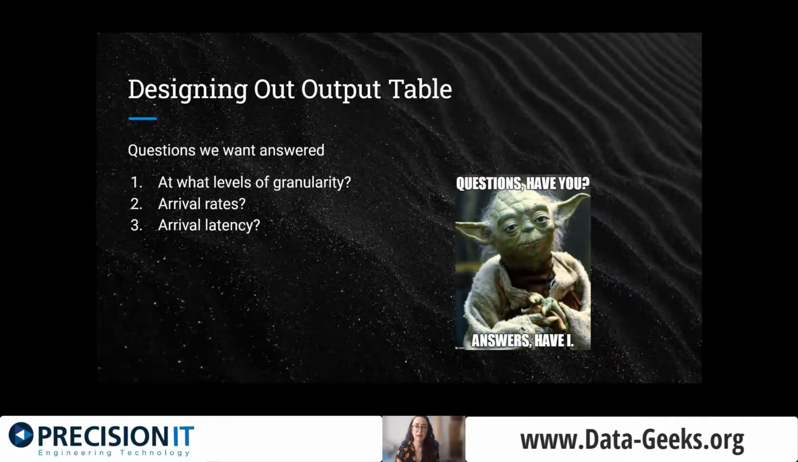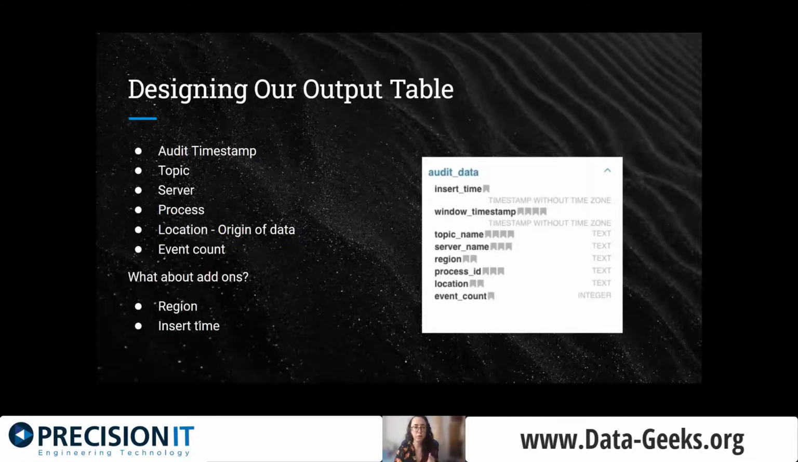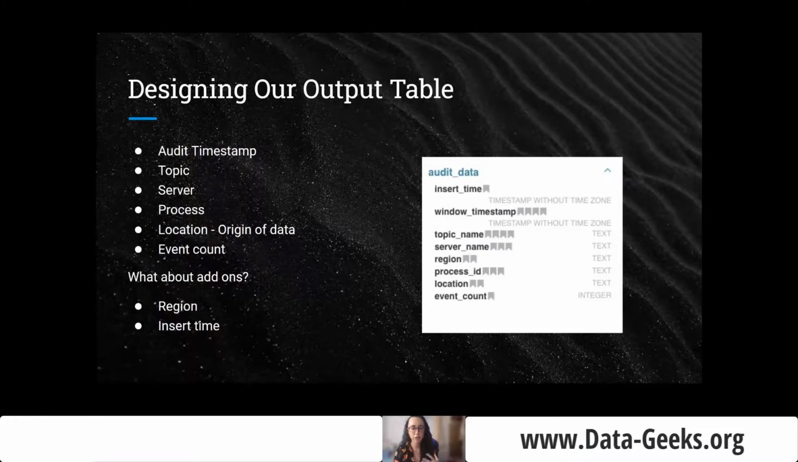Next slide. So if you look at our table, you can see how we answer these questions. Again, we have the obvious columns, right? We have the auditing timestamp, which is the time that the auditing window started for. We have topic, server, and process. Then we have event count, which is the number of events that was counted.